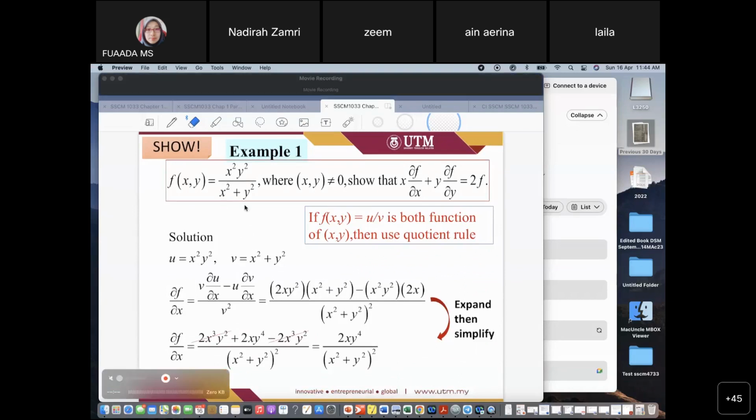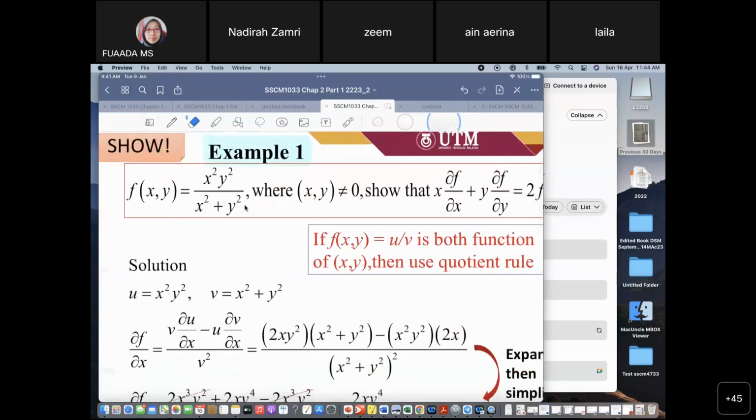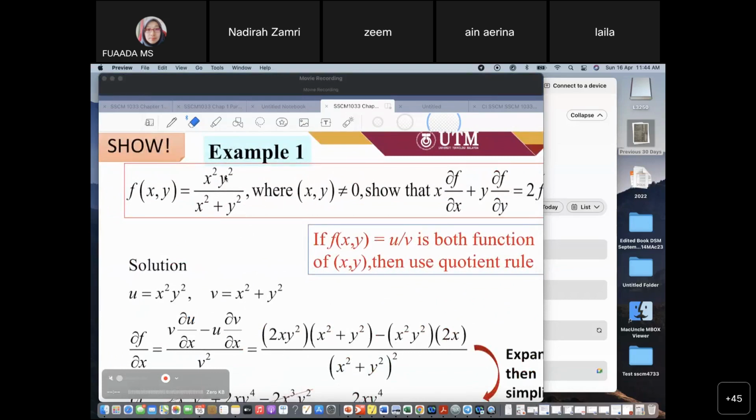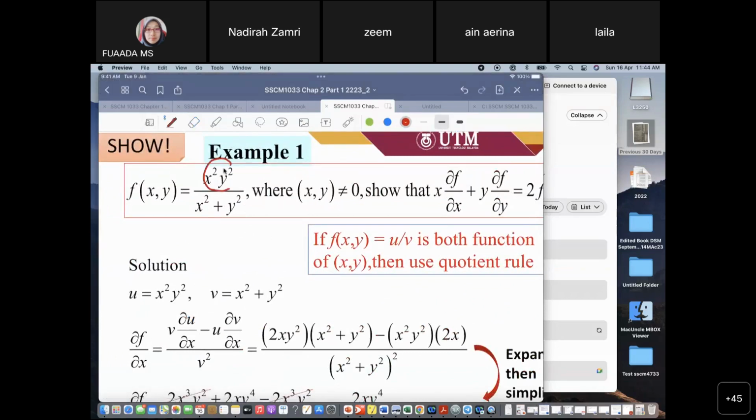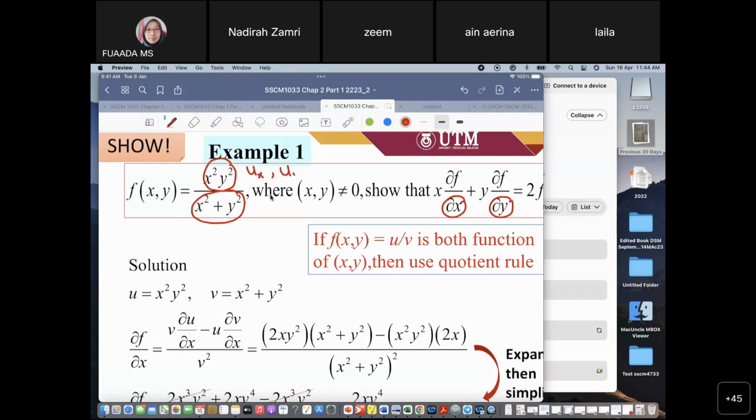Okay, so can you spend 2 minutes maybe try to figure out yourself. So here your u should be your numerator part, and your v should be your denominator. You have to find the partial derivative with respect to x and y, meaning that you have to find u with respect to x and also u with respect to y. Similarly for v, you have to find vx and also vy. After that, you substitute into the quotient rule. Okay, can you try first?